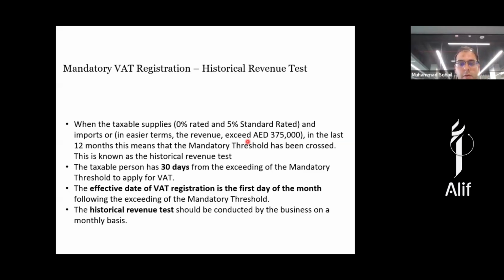You have 30 days to register from the time the mandatory VAT registration threshold is crossed, meaning that when you cross the 375,000 mandatory threshold, you have 30 days from that date to register. The effective date of VAT registration is the first day of the month following when the threshold is crossed. This is called the historical revenue test, when you look back 12 months and see if your revenue has crossed 375,000. It should be conducted by a business on a monthly basis.